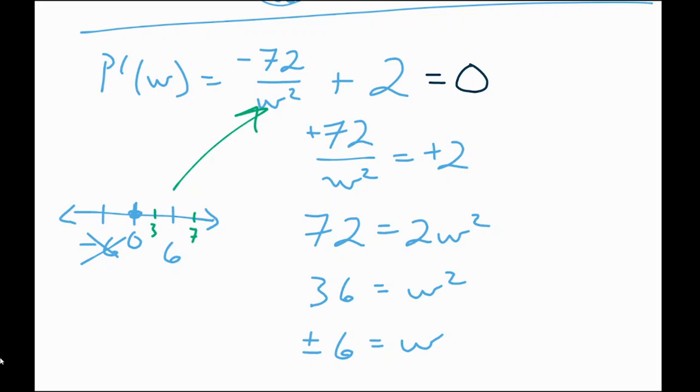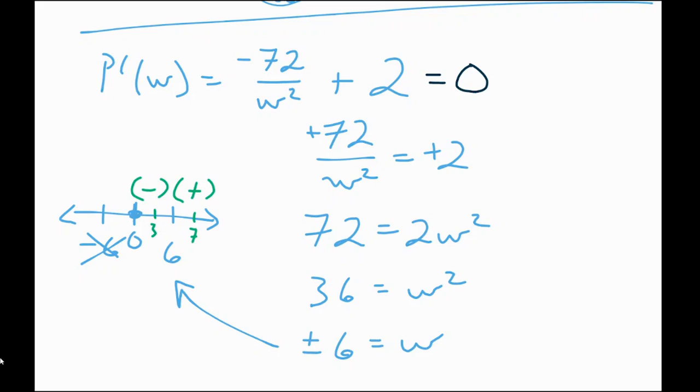So if I plug a 3 in there, we basically end up with -72 over 9. So we get -8 plus 2. Well, that's going to come out negative. And if I plug in 7, I'm actually going to end up with a decimal, but it's going to end up being a positive number. So what do we think? Remember 6? 6 was actually my critical point.